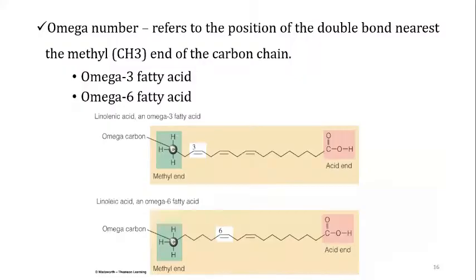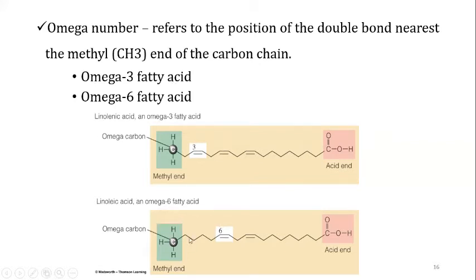And the omega number. In nutrition, you might have heard about omega-3 and omega-6 fatty acids. Please understand why some fatty acids are called omega-3 and some omega-6. The omega number refers to the position of the double bond nearest the methyl end of the carbon chain. I said that a fatty acid has two ends, the methyl end and the acid end. So when the first double bond occurs between the third carbon and the fourth carbon, that kind of fatty acid is referred to as an omega-3 fatty acid.